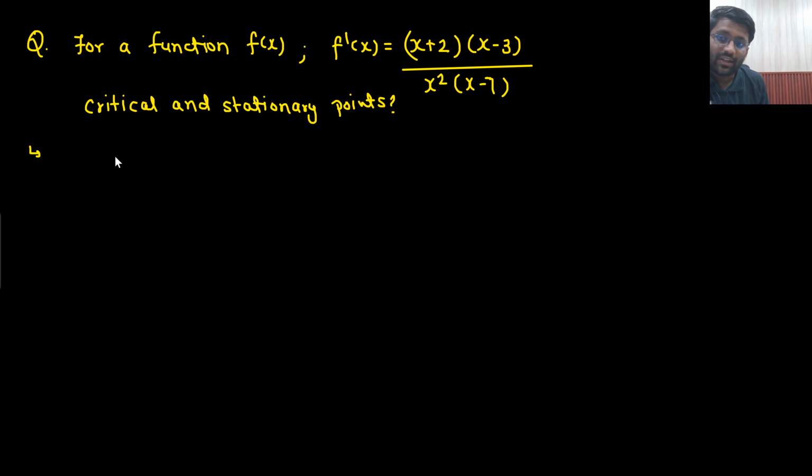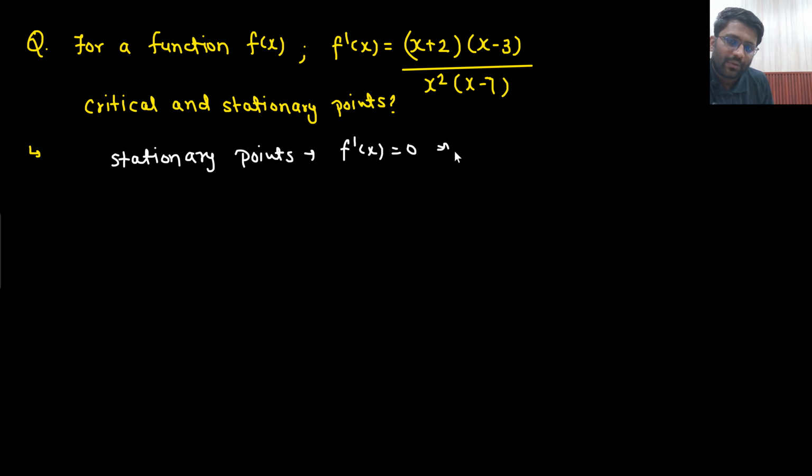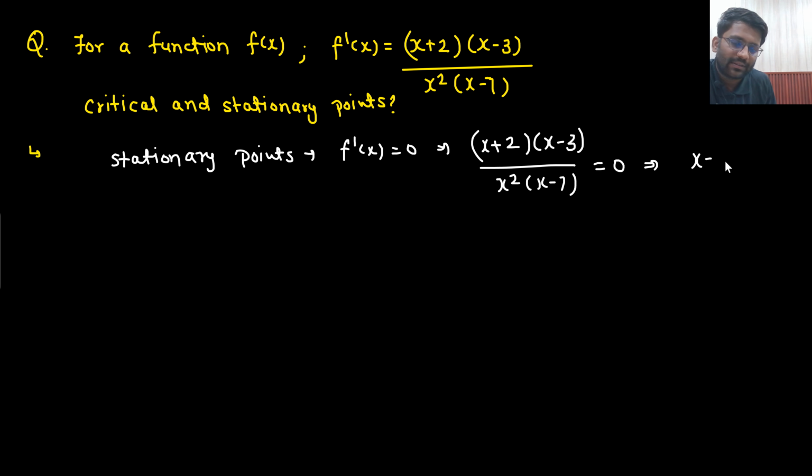So for stationary points, what I will do is that I will put f dash x equals to 0. If I put this equals to 0, what values are we getting? Divided by x square into x minus 7. If I put this equals to 0, then the value of x we are getting is minus 2 and 3. So these are your stationary points. What about the critical points?